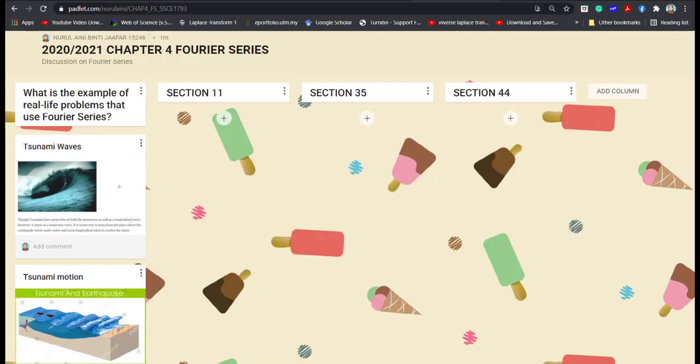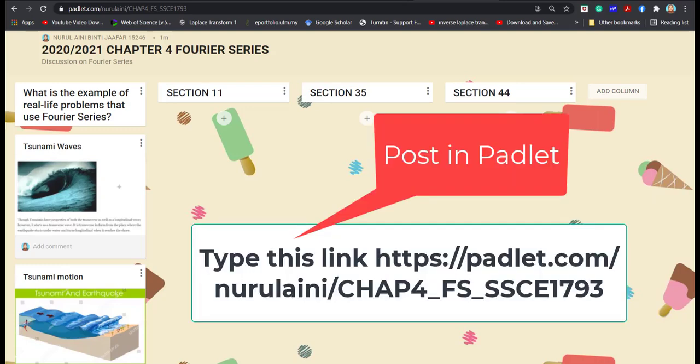Before we proceed to the mathematical model or the formula of Fourier series and so on, I want you to post one example of how you can understand using Fourier series in real life. I have already given the example of a tsunami. You can try to post.